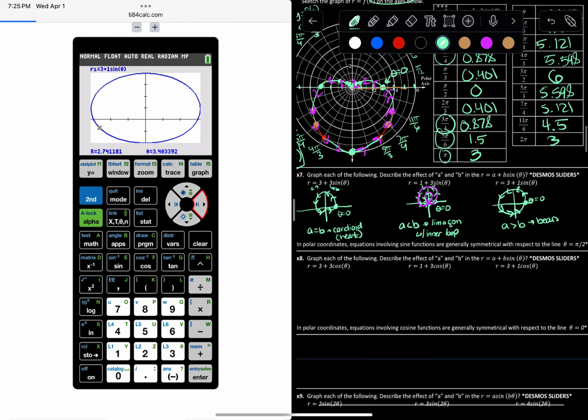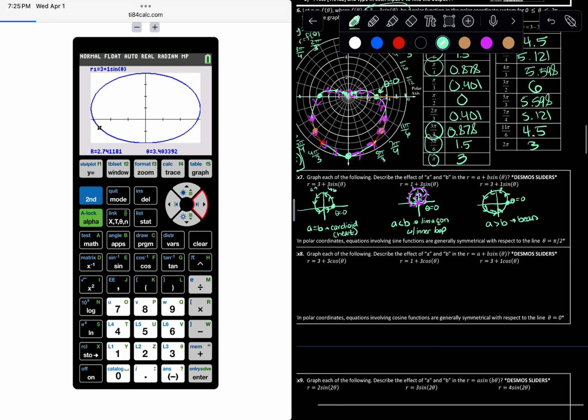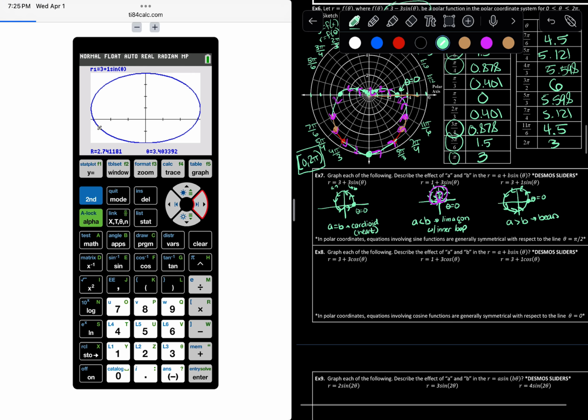So if you look at all three of these, the constant and the coefficient change, but it's sine. In polar coordinates, equations involving sine functions are generally symmetrical with respect to the line theta equals pi over 2. So when you have sine, it will have vertical symmetry. And this is going to be important because you're going to have to recognize these in the future.